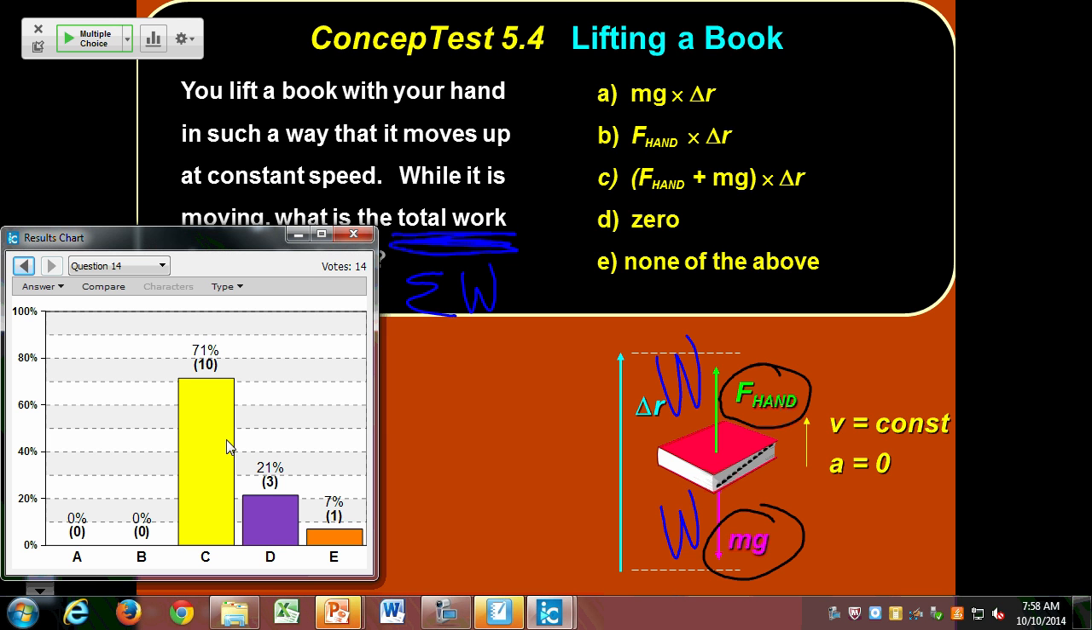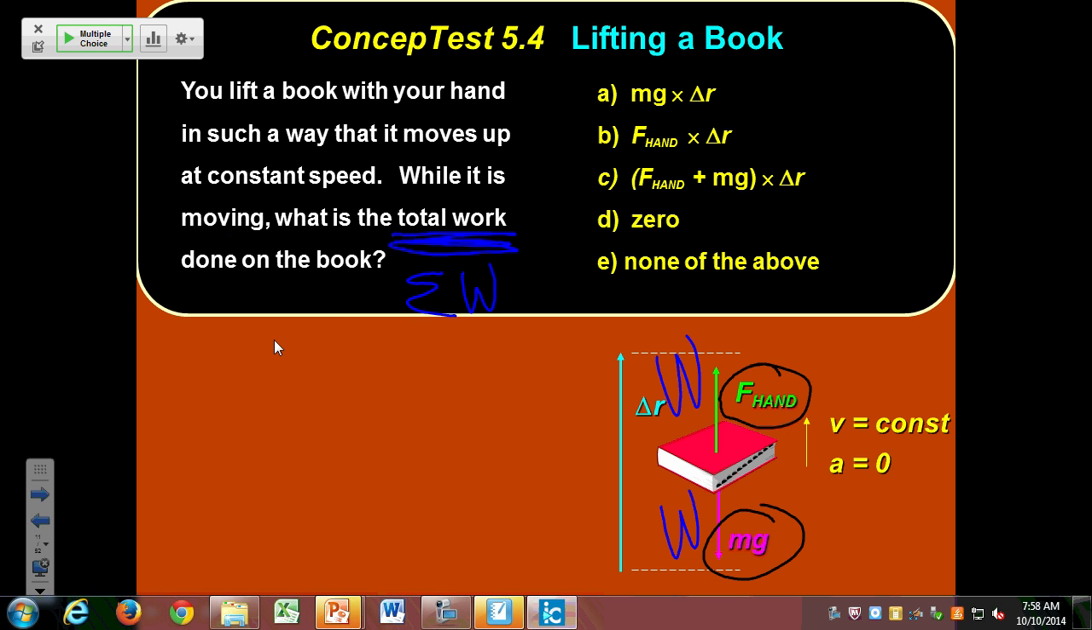F hand plus mg. No, that's not right. D is the right answer. The reason C isn't the right answer is because one of these is negative. So if you wanted to make C the right answer, you could say F hand minus mg. But since this is moving up at a constant speed, what is my net force? It's 0. My acceleration is 0, so my net force is 0. And that means that the total work that's being done is also 0. Follow me on that?